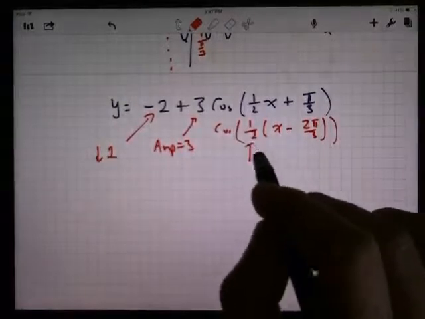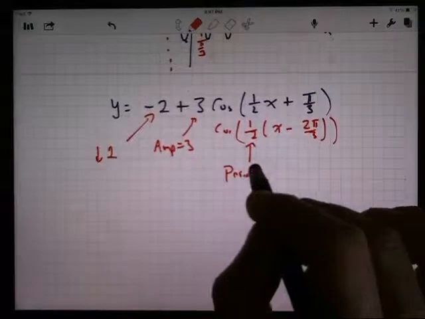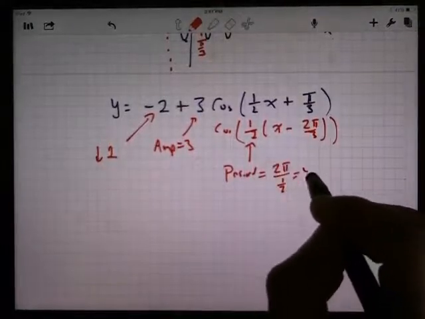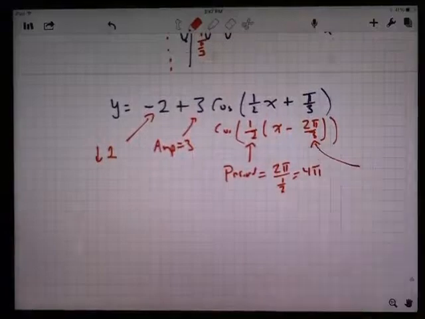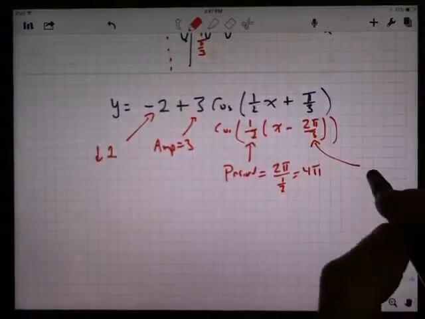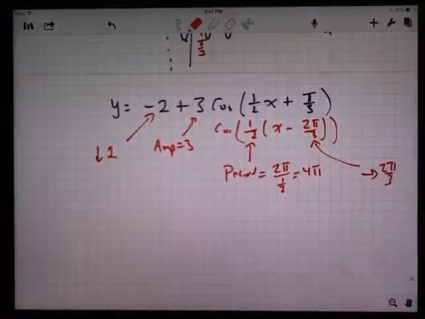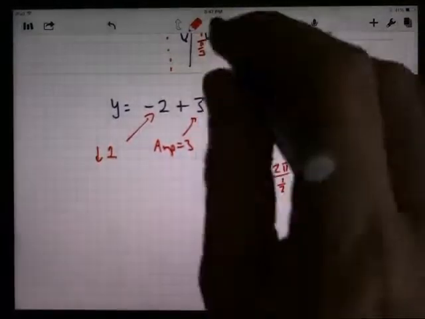So this half is telling me that the period now is 2 pi divided by 1/2, which is 4 pi. And that number right there is telling me I've got a horizontal shift to the right of 2 pi over 3. Okay. All right, let's see what we can do.